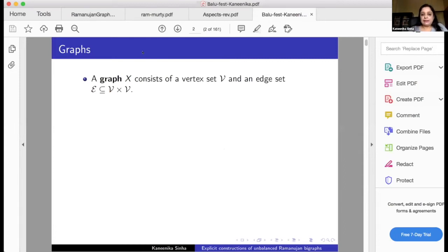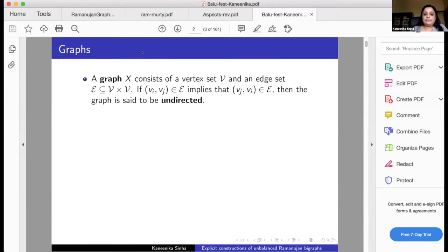So a graph consists of a vertex set V and an edge set E, which is contained in V cross V. So for any two vertices Vi and Vj, if (Vi, Vj) lies in the set E, we say that the vertices Vi and Vj are joined by an edge. And if (Vi, Vj) lying in E also implies that (Vj, Vi) lies in E, that is, if we don't worry about the order, then the graph is said to be undirected. So we will be assuming that all the graphs in today's talk are undirected graphs.